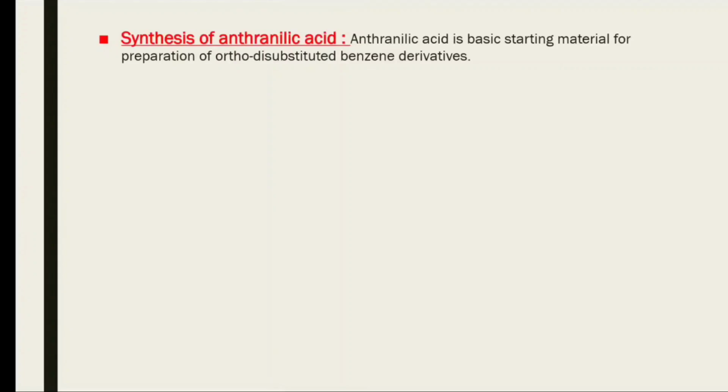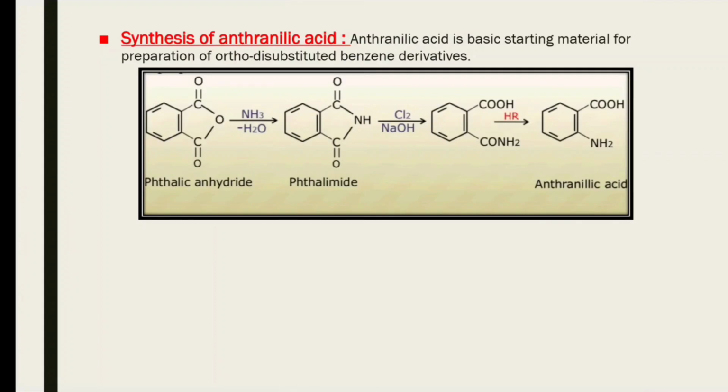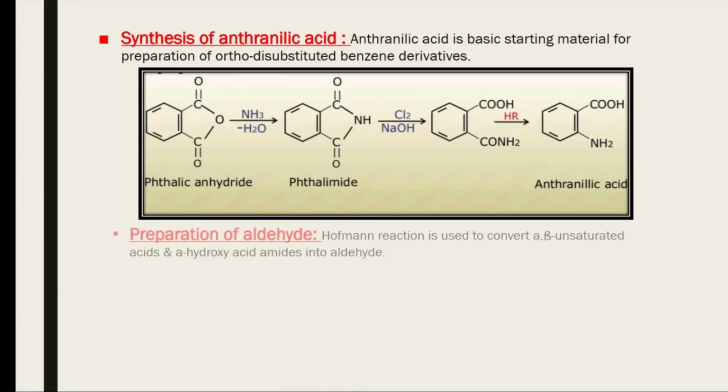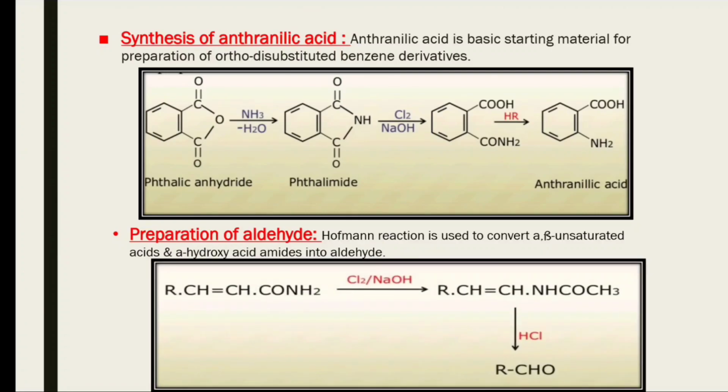This rearrangement is also used to synthesize anthranilic acid. The anthranilic acid is the basic starting material for the preparation of ortho-disubstituted benzene derivatives. So here you can see how this phthalic anhydride is converted into anthranilic acid. This rearrangement is also used for the preparation of aldehydes. Hofmann reaction is used to convert alpha-beta unsaturated acids and alpha-hydroxyacetamide into aldehydes.